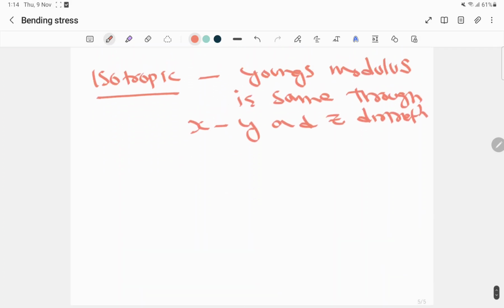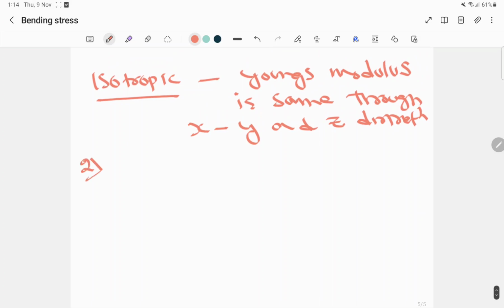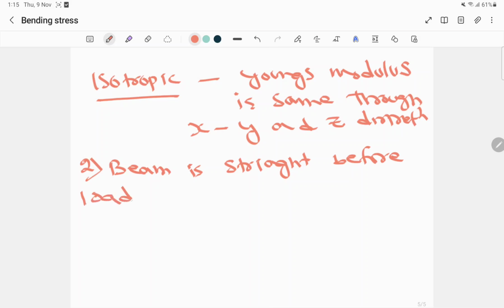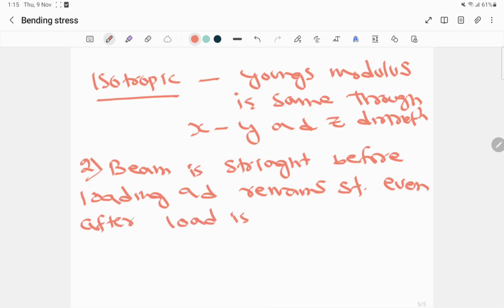Now the second assumption is the beam is straight before loading. This part everybody knows, and here it remains straight even after the load is removed.